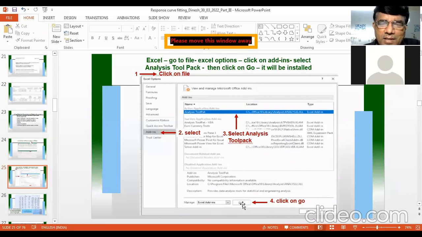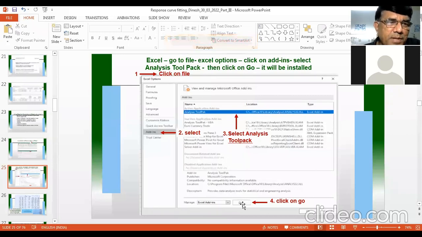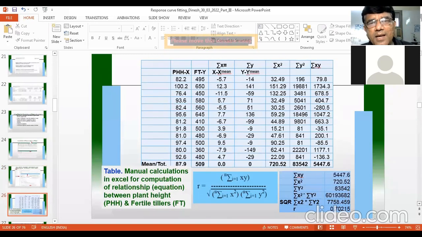If you click it, it will ask you again what you want to install. There may be several options. You select the Data Analysis ToolPak and click OK. So your data analysis will be installed. Once your data analysis is installed, you can do a lot of data analysis in that.